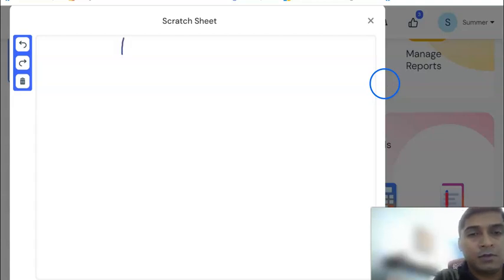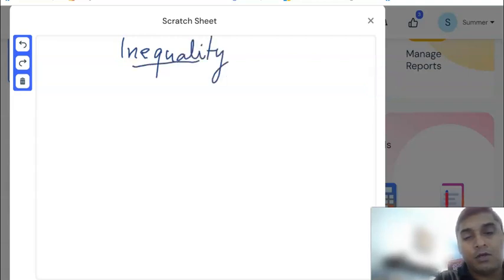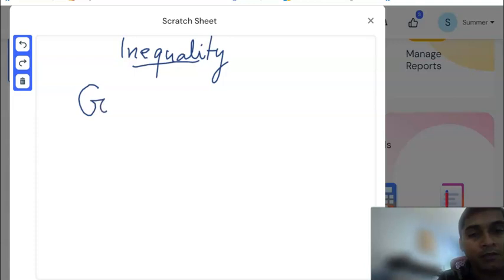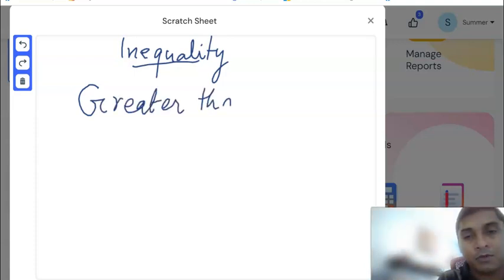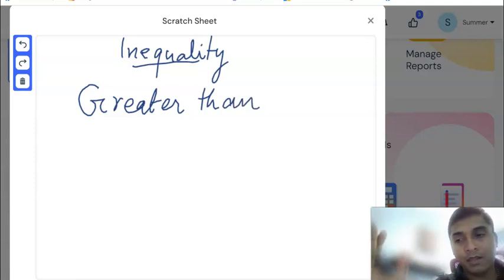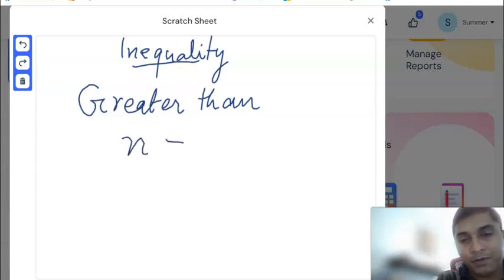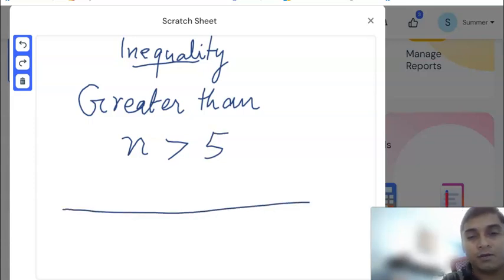Let's think about some inequality representations. Now we are starting with some basic understanding. When you have the greater than symbol, it generally means all values greater than a particular point. For example, let's say numbers greater than 5. So how would you represent that on a number line?